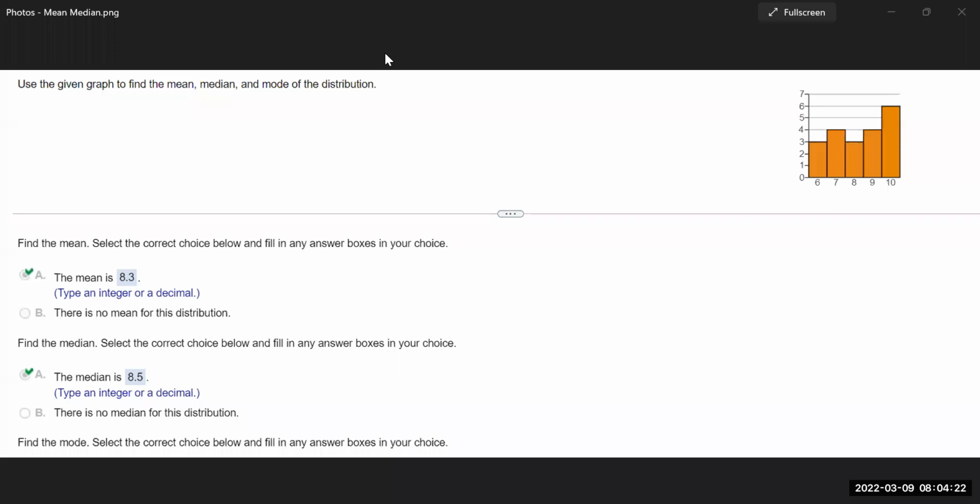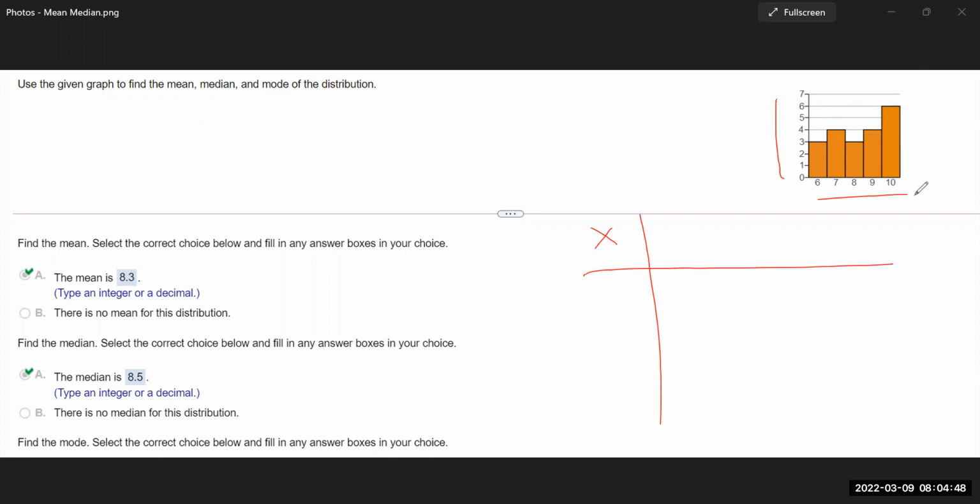Okay. So feel free to pause the video and attempt the problem. Think about it. All right. Now it'll be very good for you to create a table. All right. So what you're going to do is that you notice that you have X values and then you have the corresponding frequencies. Okay.